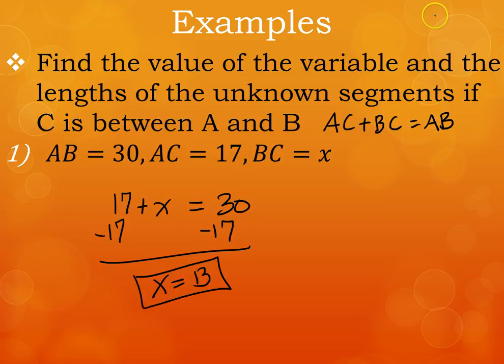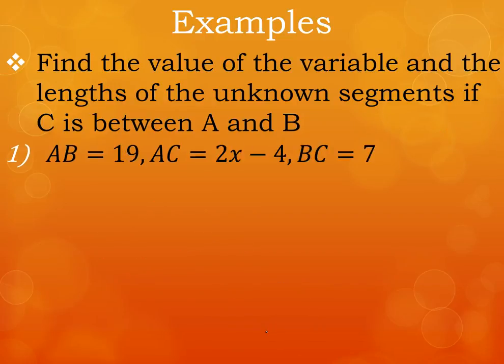Now they also want us to find the unknown segment. Well, in this case, BC is the only unknown segment, and BC happens to be x, so BC is simply 13. Had it been like 2x, we'd have to do 2 times 13 to find BC. Pretty much, if they want us to find unknown segments, we just plug back in directly into the problem.